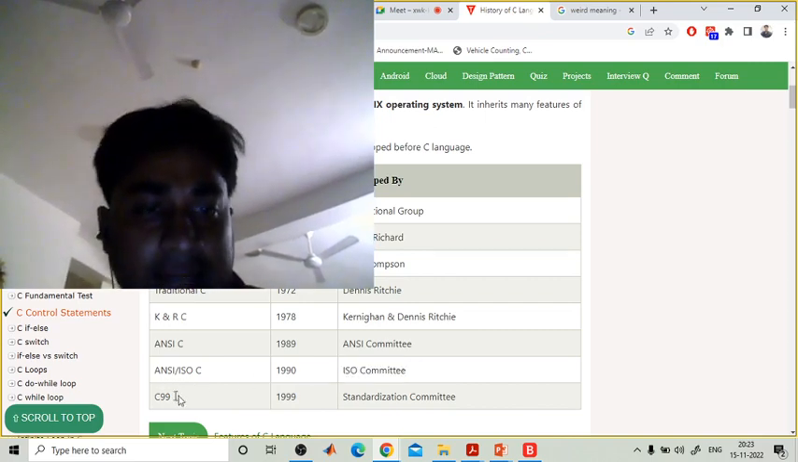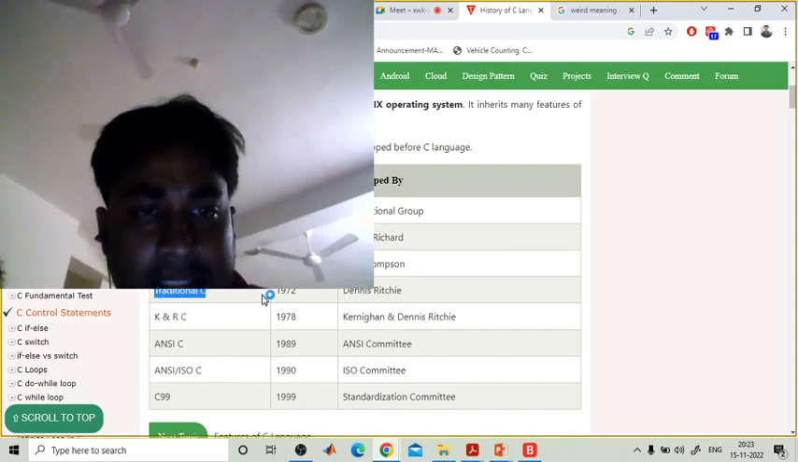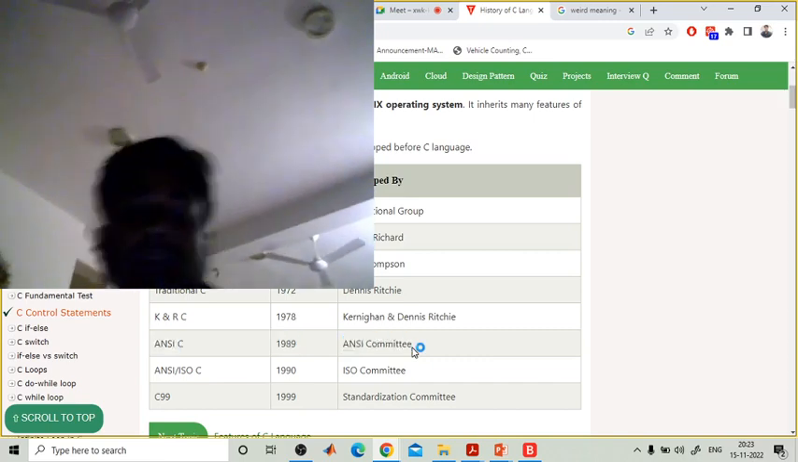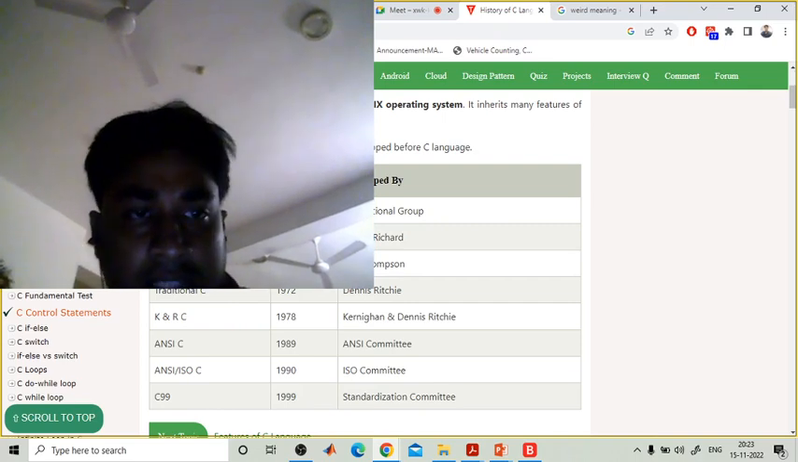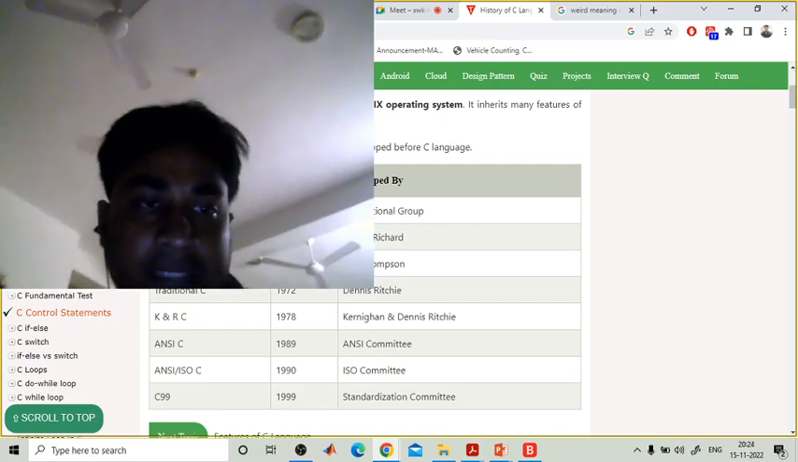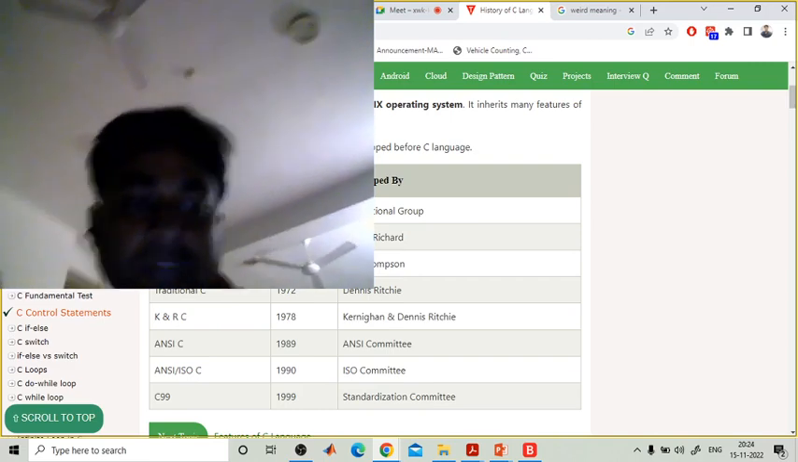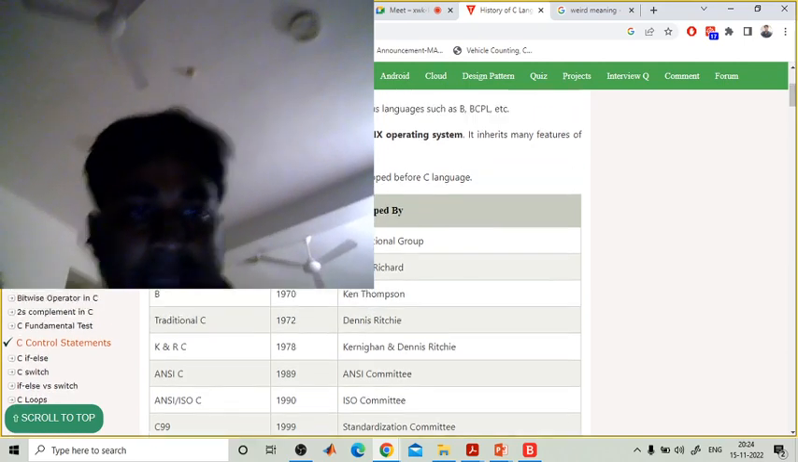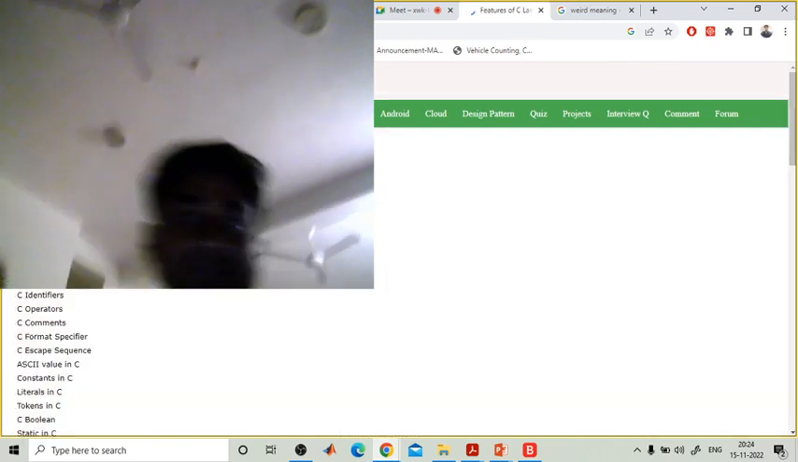And C99 was developed in 1999. So basically we are using this traditional C that is developed by Dennis Ritchie, and ANSI C also sometimes, that is developed by the American National Standards Institute. Some languages are not used here, like B language and BCPL language. We are learning C programming and C++, that is the extended version of the C language.